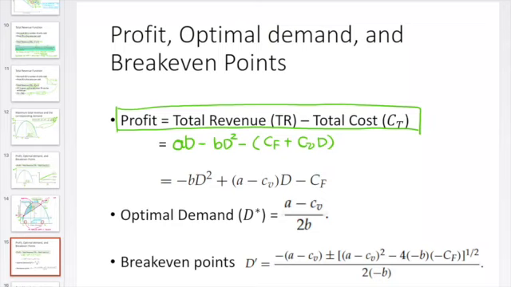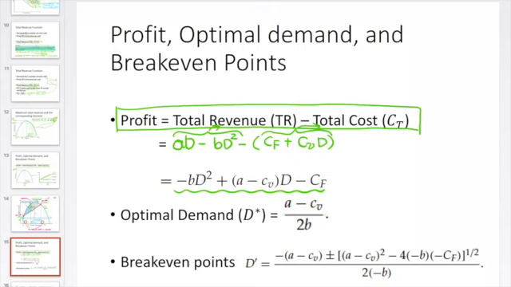Right? Nothing new. Just the old formulas, right? And so this is total revenue and this is total cost. Okay? And if you open the parentheses and merge the same terms, you can have this formula: minus B D squared plus (A minus C_v) times D minus C_F. That's the formula you're going to use to calculate the profit.